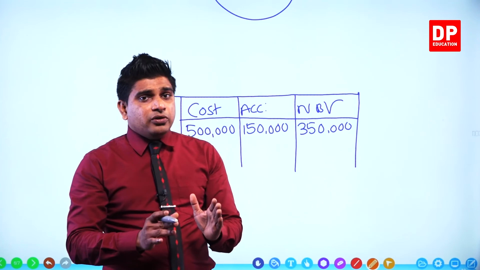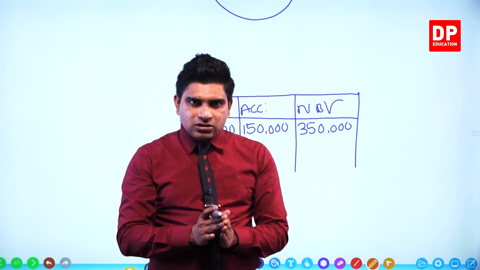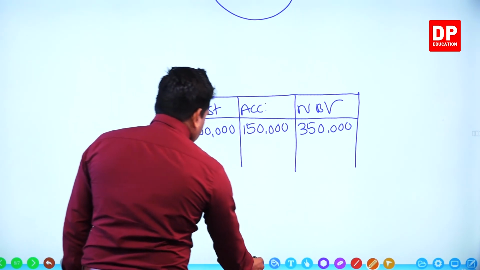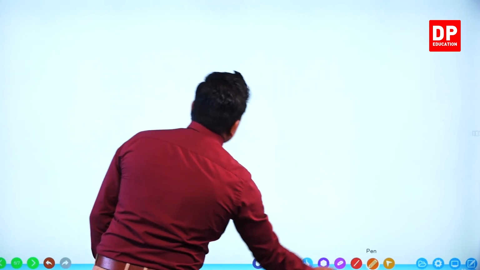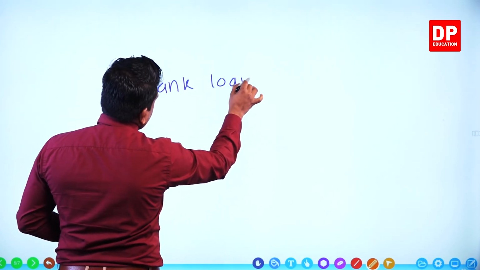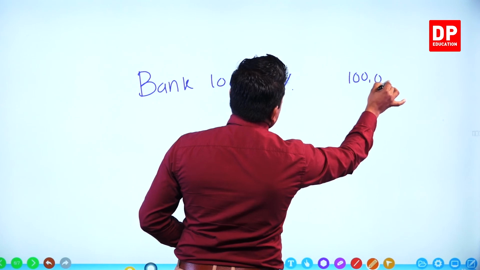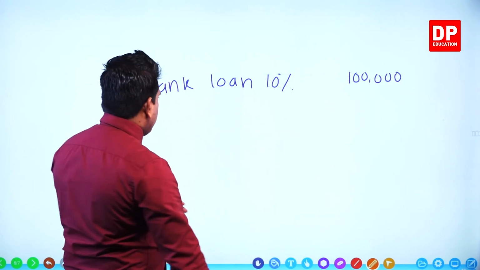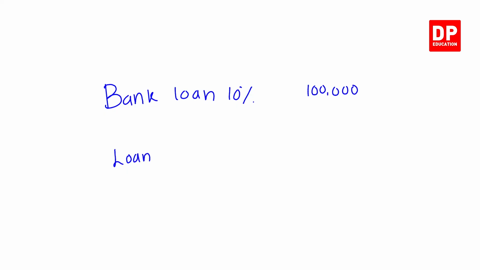Now I'll explain another adjustment. It is the bank loan. Right? Remember, the question will provide this bank loan at 10%. The value is, you think, 100,000. Somewhere when they give more details, finally in the same trial balance, they will give loan interest. They will give 2,000, you think? Yeah, 2,000.